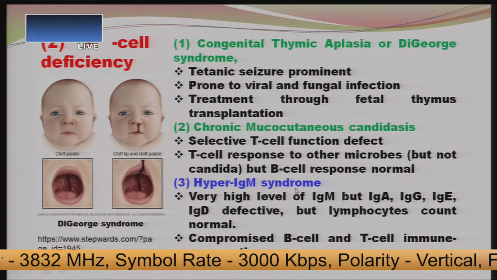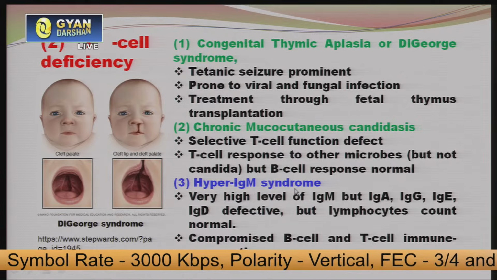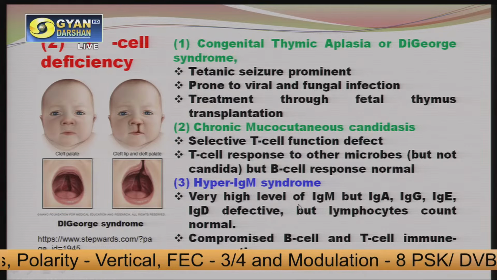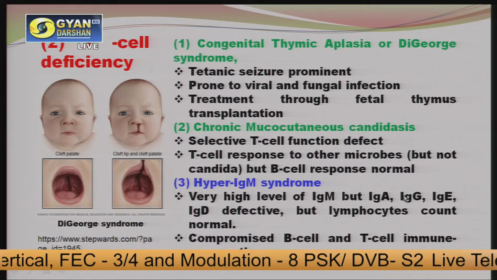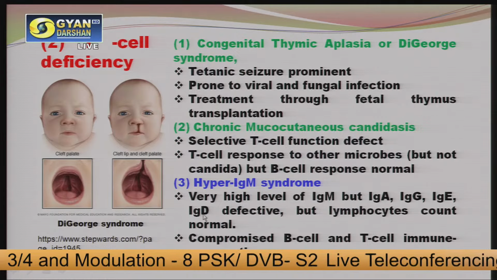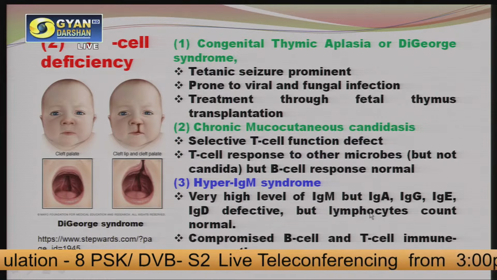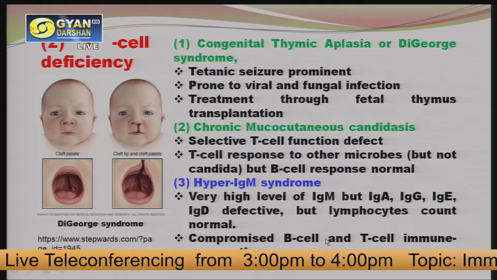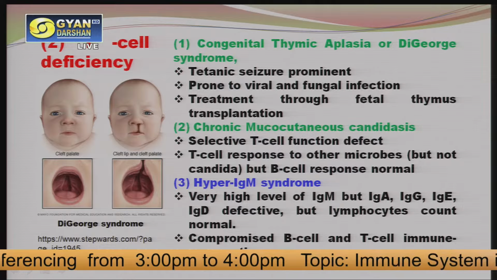And hyper IgM syndrome is a third type of T cell deficiency, with a very high level of IgM but defective IgA, IgG, IgE, IgD, while the lymphocyte count is normal, and compromised B cell and T cell immune cooperation is there. So it is a T cell deficiency. They can cause different types of diseases inside the body.